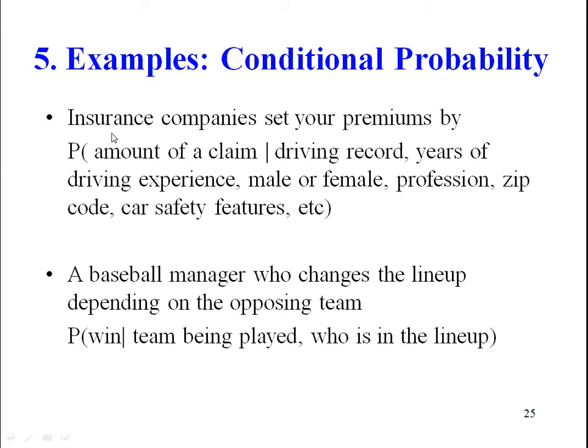Some ideas with that in the real world is the probability of amount of a claim given your driving record, years of driving experience, male, female, zip code, car safety features, etc. And of course, insurance companies use all this for these conditional probabilities. Sports example, a baseball manager changes his lineup depending on the opposing team, so it's a probability of win conditional on team being played and who's in the lineup. So he wants to optimize that. So conditional probabilities.